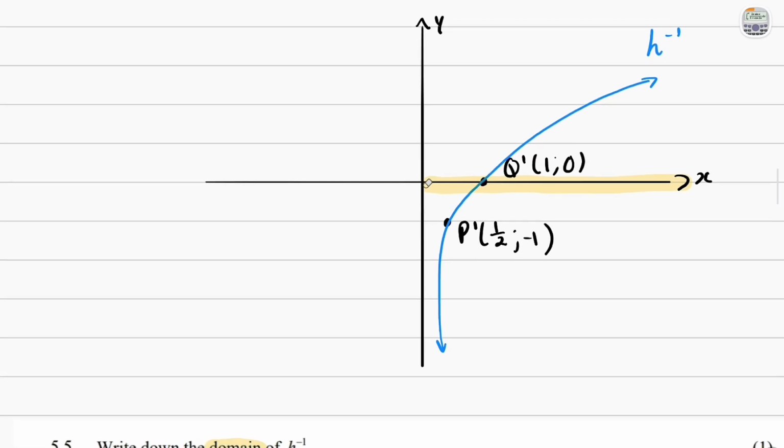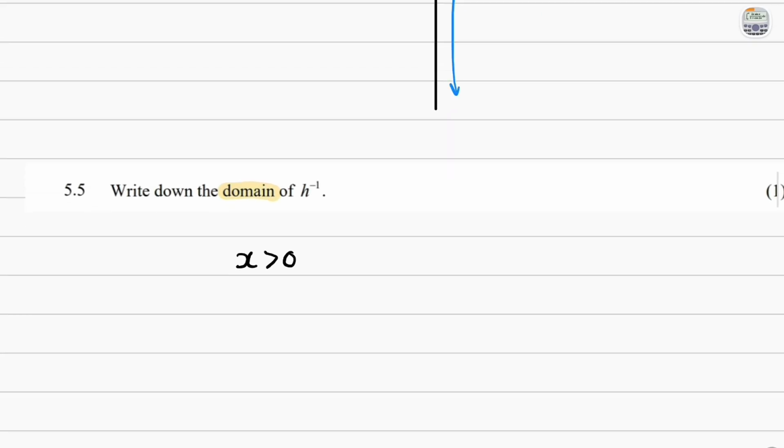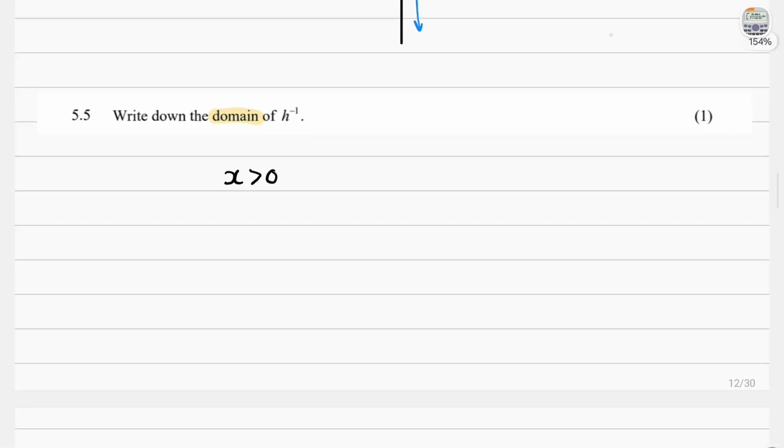As we can see, it only has values that are greater than 0. Okay, this is where the graph is. Okay, so that is our answer. Moving on to the next question.